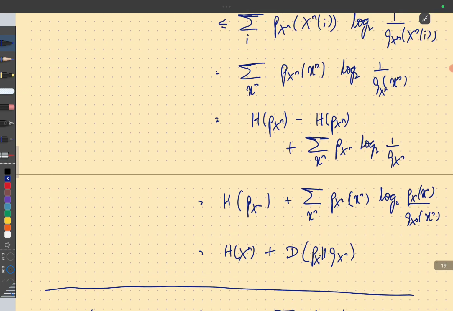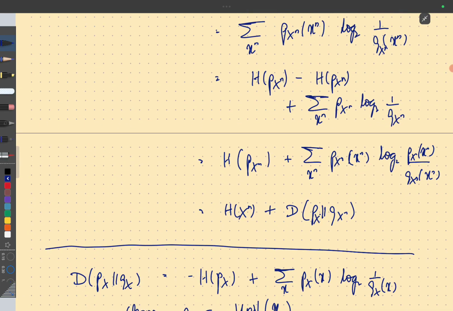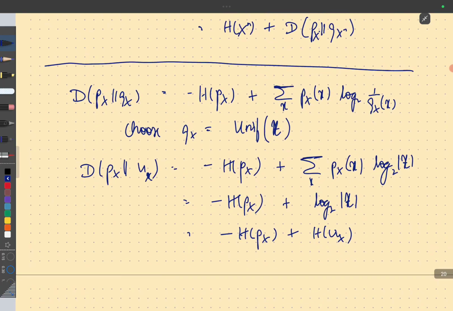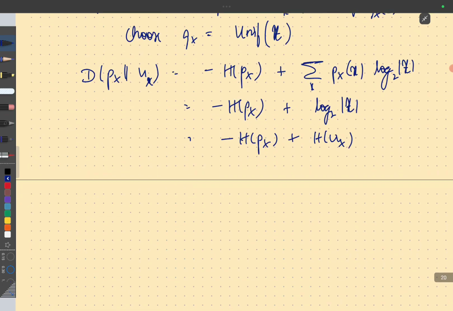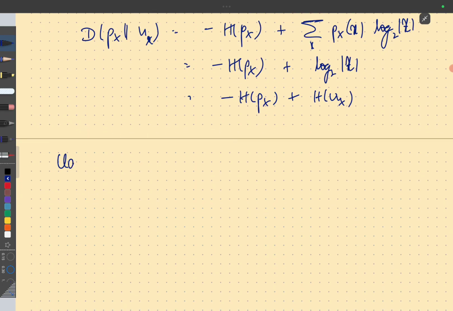So I said that this D(p||q) can be interpreted as the excess rate when there is a distribution mismatch, right? For this to make sense, D(p||q) should be a non-negative quantity, because what does excess rate mean when D(p||q) is negative, right? And we'll show that for any two distributions p and q, D(p||q) is always going to be greater than or equal to 0.